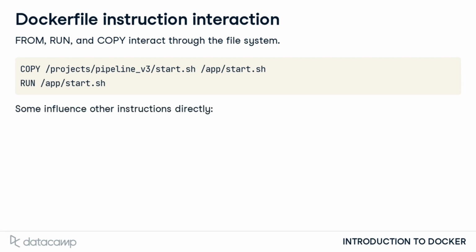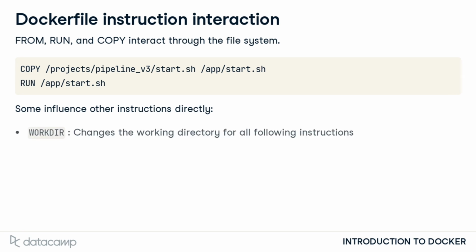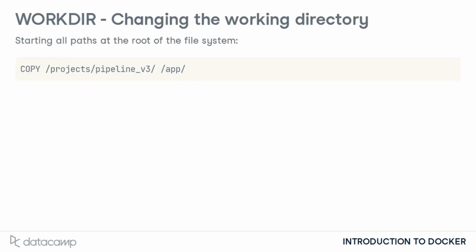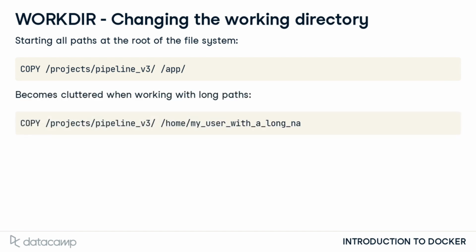However, some instructions can influence other instructions directly. The WORKDIR instruction changes the working directory instructions are executed in, and the USER instruction changes which user is executing the following instructions. When using a Dockerfile instruction where we have to specify a path, we can always use a full path. For example, a path that starts at the root of the file system, like in the first example on the slide. When working with long paths, this can quickly become hard to read.